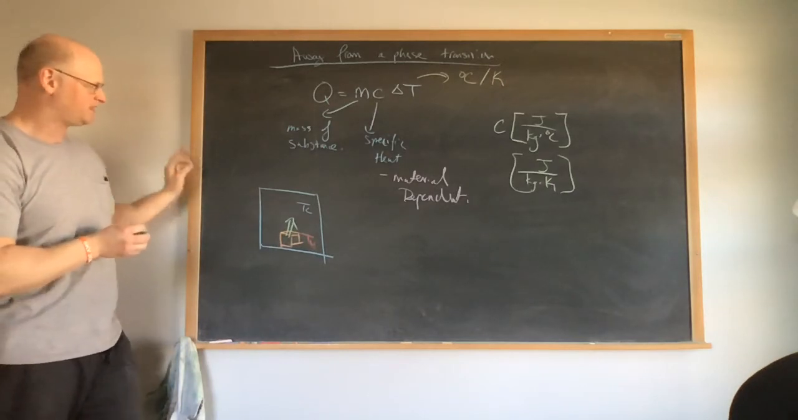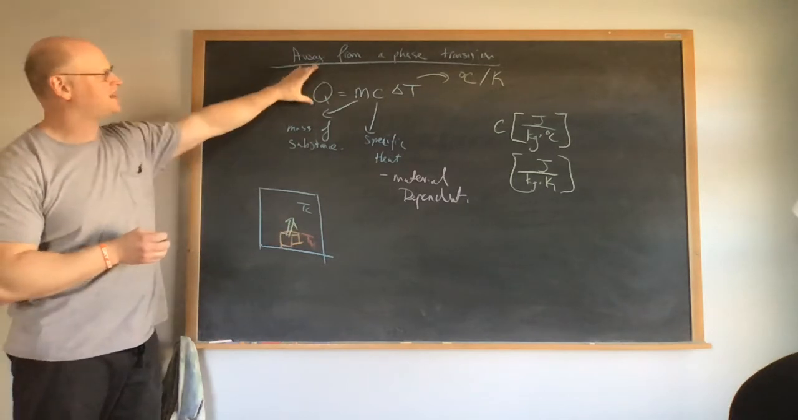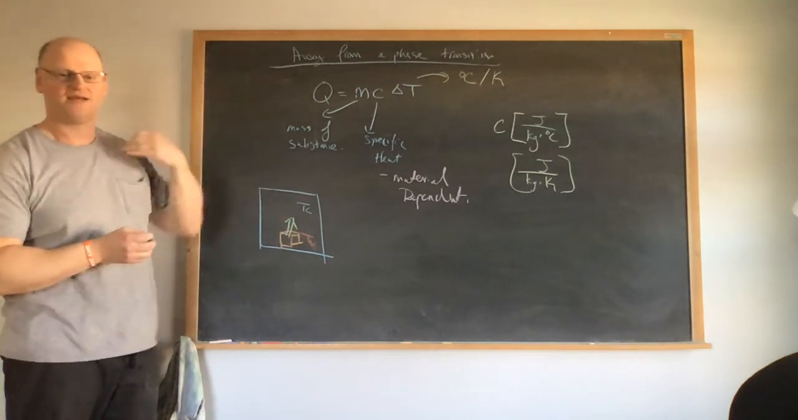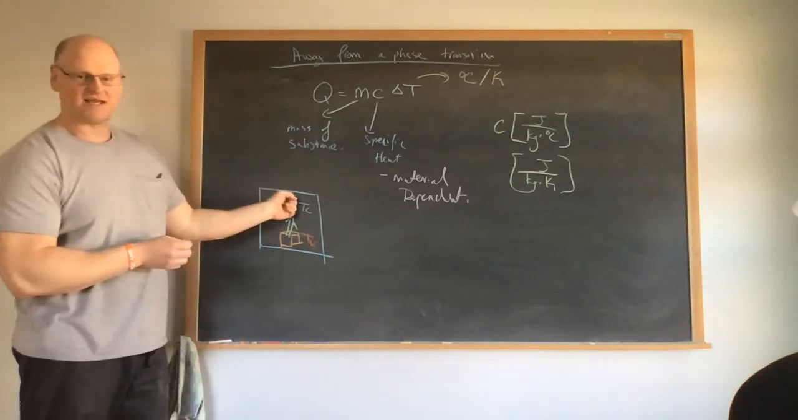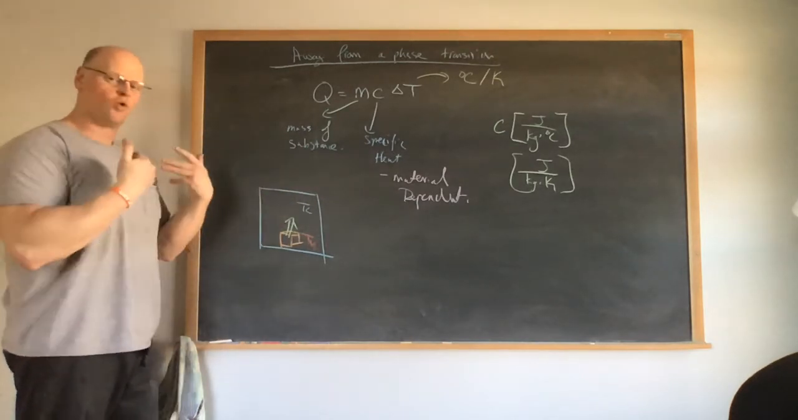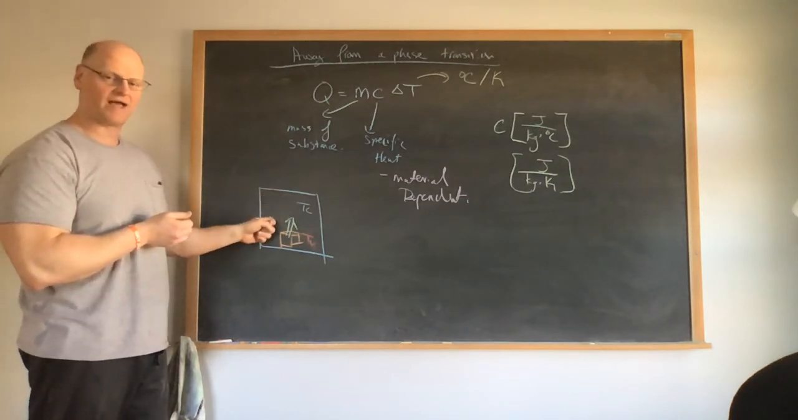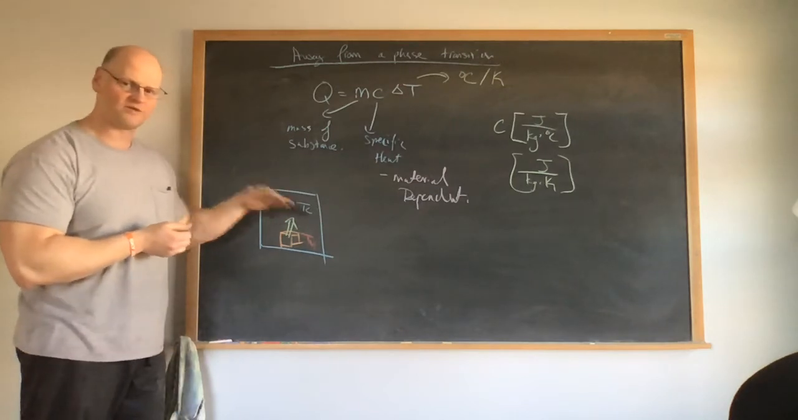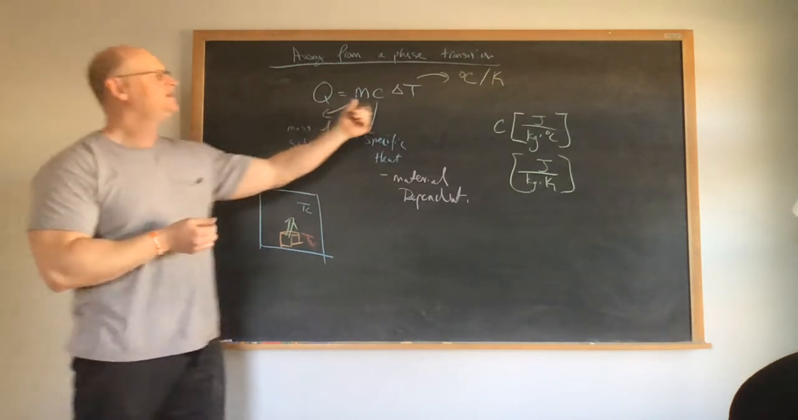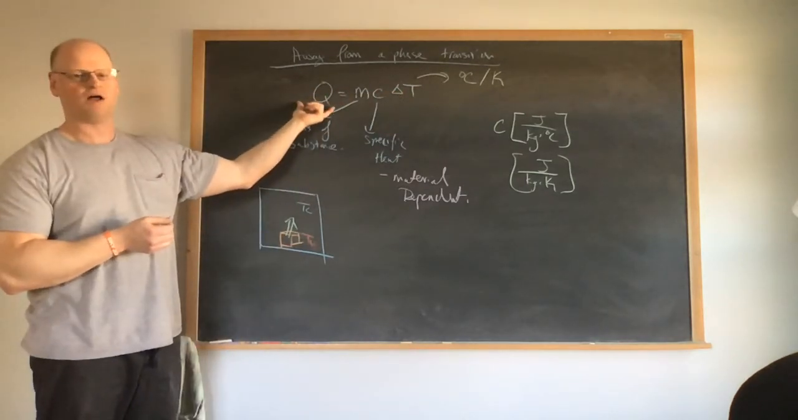Which basically means what? This guy is going to have a negative change in temperature, which means he's going to have a negative heat. Heat is flowing out of the system. Simultaneously, the water is going to absorb that heat, which is flowing out from the aluminum. It's going to absorb it into the water, which means his temperature is going to increase, which means he has a positive change in temperature, which means he has a positive heat flow.